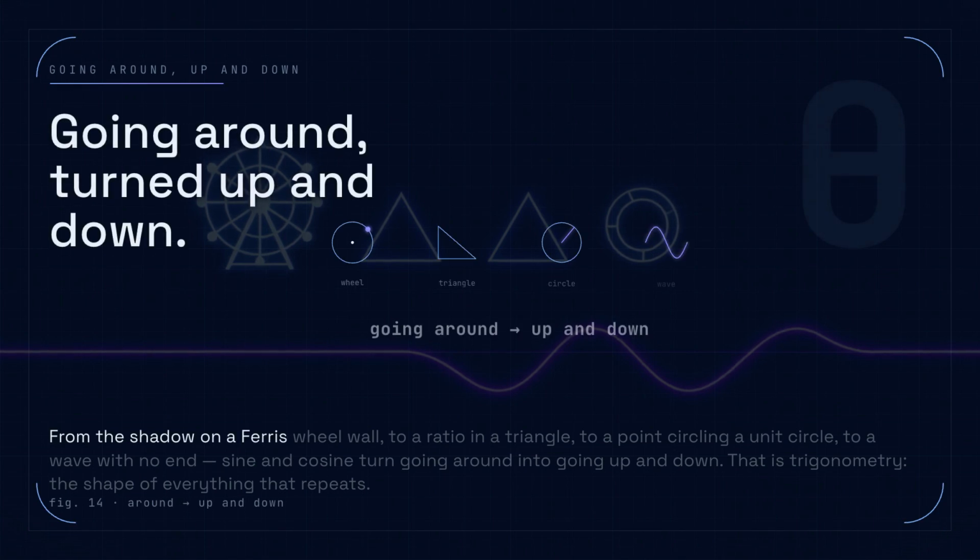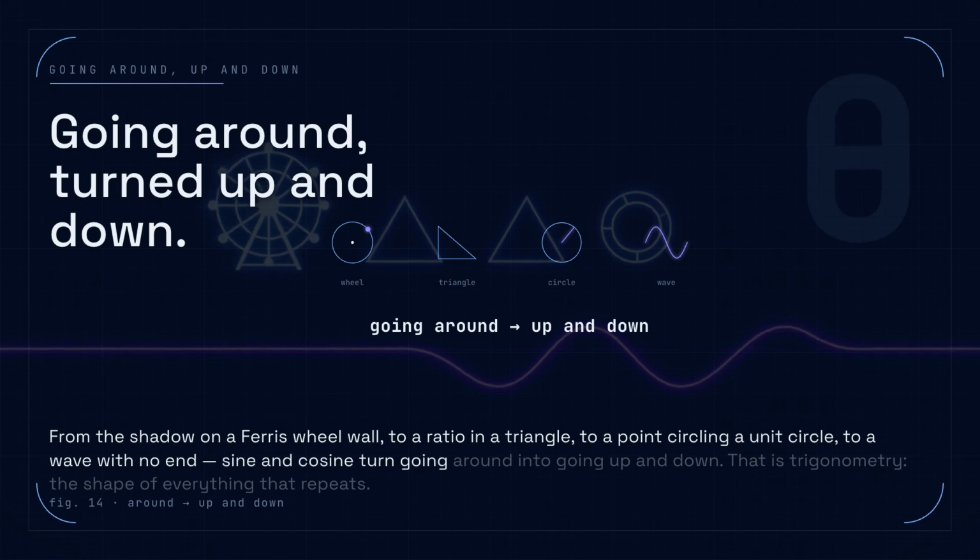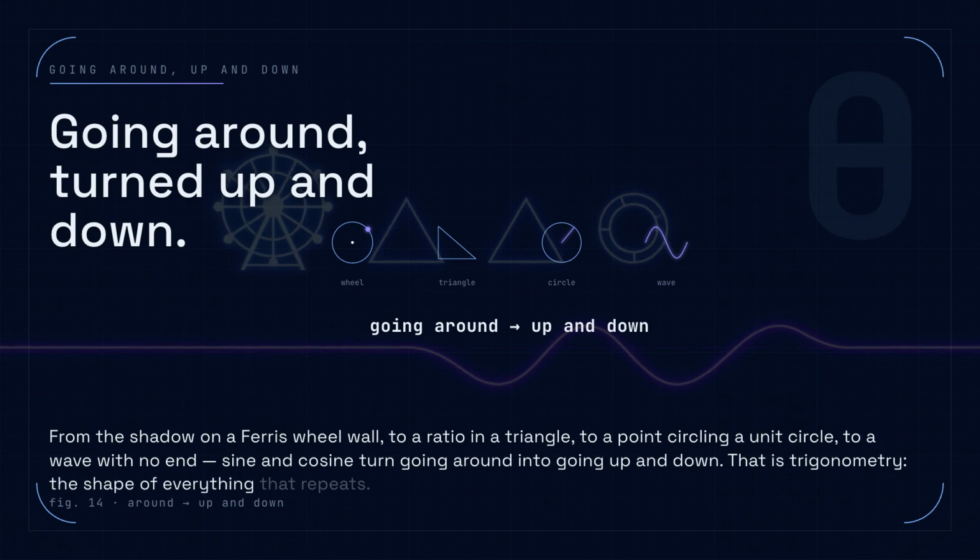From the shadow on a Ferris wheel wall, to a ratio in a triangle, to a point circling a unit circle, to a wave with no end. Sine and cosine turn going around into going up and down. That is trigonometry, the shape of everything that repeats.